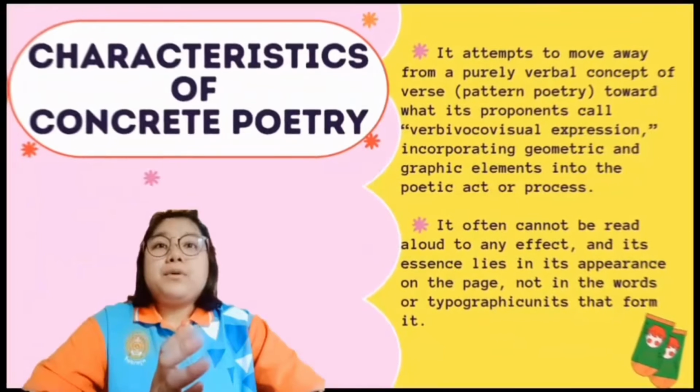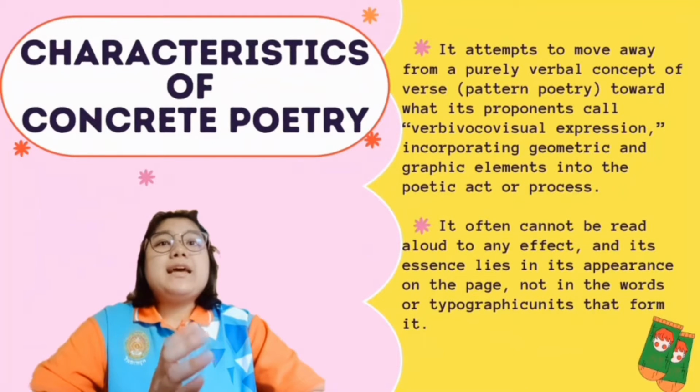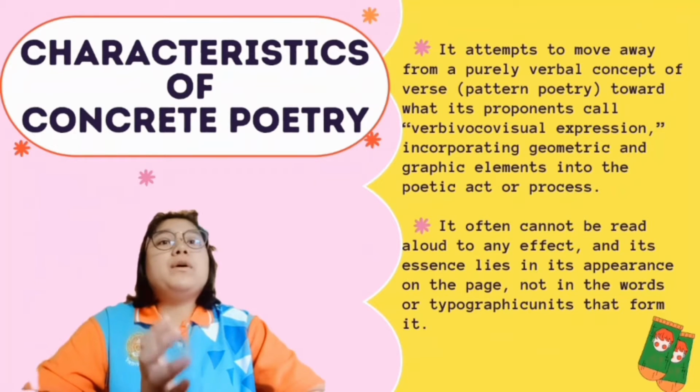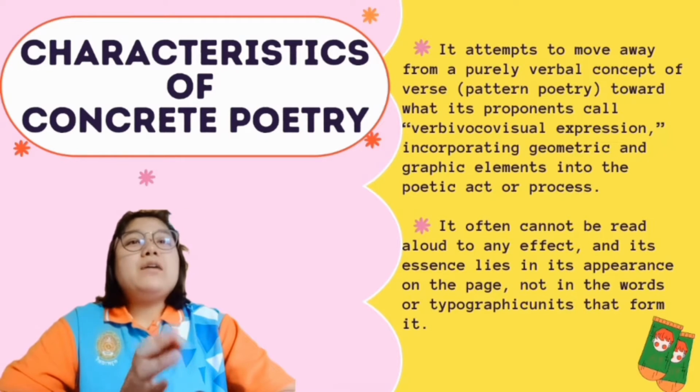A characteristic of concrete poetry is its attempt to move away from a purely verbal concept of verse towards what its proponents call verbal, vocal, visual expression, incorporating geometric and graphic elements into the poetic act or process. It often cannot be read aloud to any effect and is essential in its appearance on the page, not in the words or typographic units that form it.